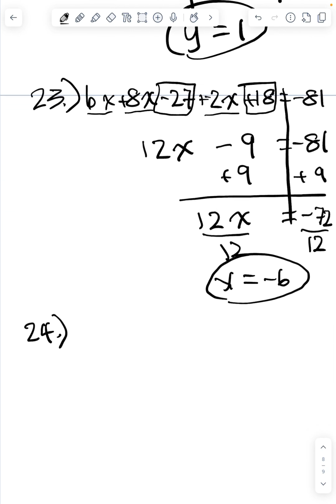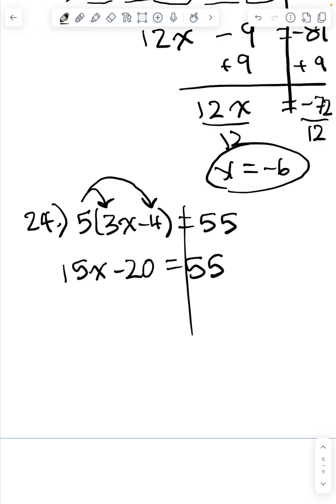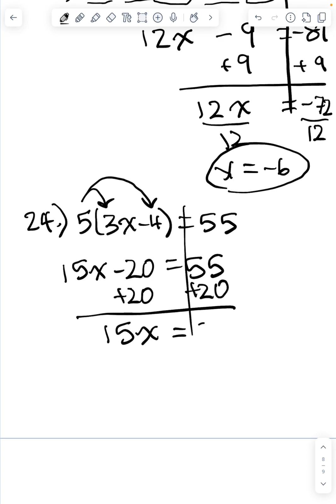Number 24. 5 times the quantity 3x minus 4 equals 55. All right, distributive property here. So multiply everything by 5. That's going to get us 15x minus 20 equals 55. Then we'll add 20 on both sides. 15x equals 75. Divide by 15. x equals 5.